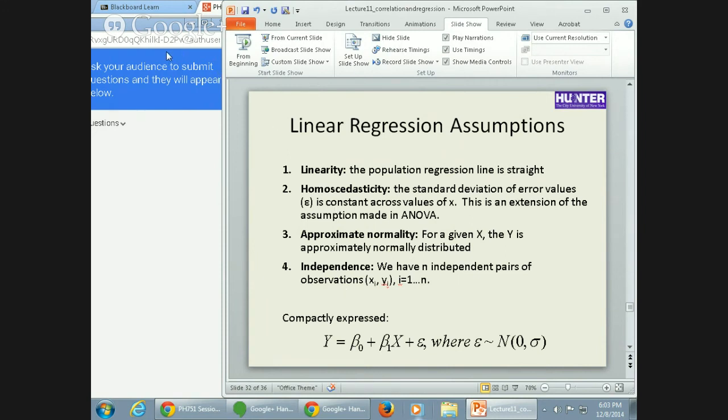Like all of the methods we've learned, there are some assumptions involved. This is a new one, linearity. By the form of the regression equation, we're making an assumption about the association, that the relationship between X and Y in the population is linear, and that the true regression line is straight.